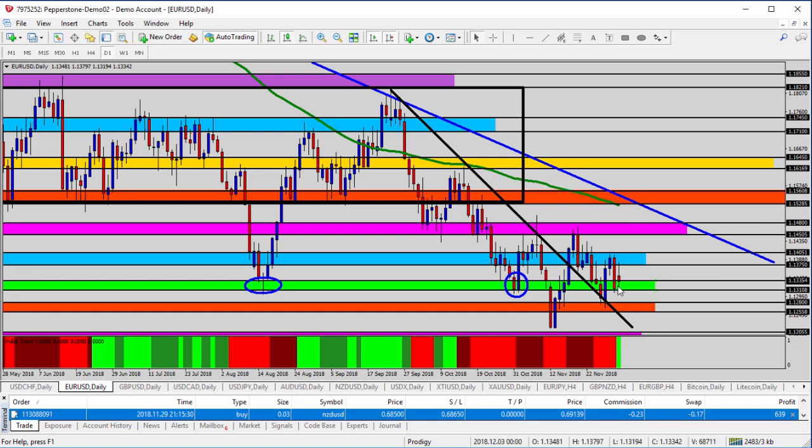Technically, we are at support. The green shaded area, 1.1310, 1.1335, highlighted in green here. Look back in time, you see the blue circles here twice. The market found significant support here and bounced back up. Over here on the left, a significant bounce higher.